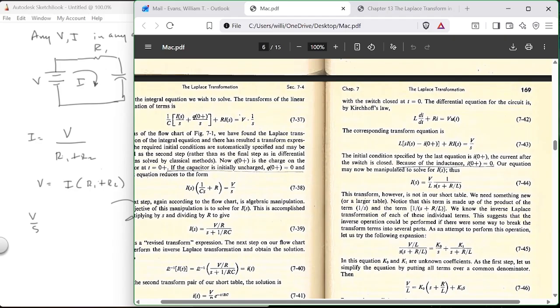In 4450, we give you the differential equation. In this course, you have to come up with a differential equation. That's the difference between the two. This is harder because you have to come up with a differential equation. You have to analyze the circuit, get the differential equation, sort and sift it using Laplace rules, and then you come up with a final answer in time domain. Okay? But it works across the board.